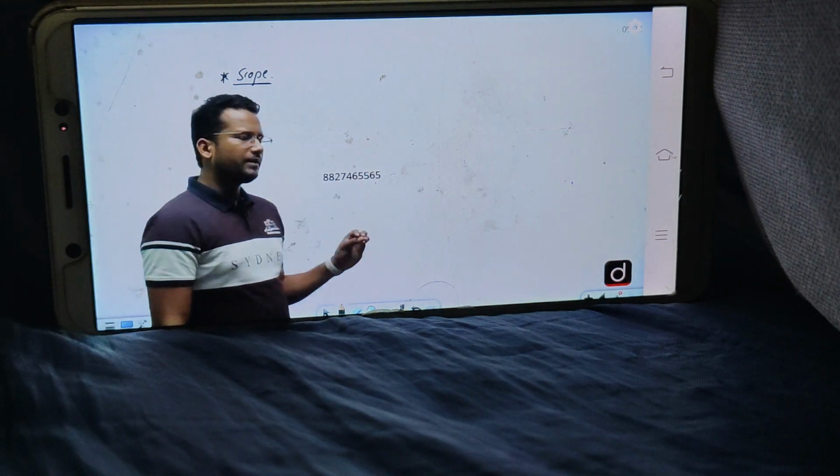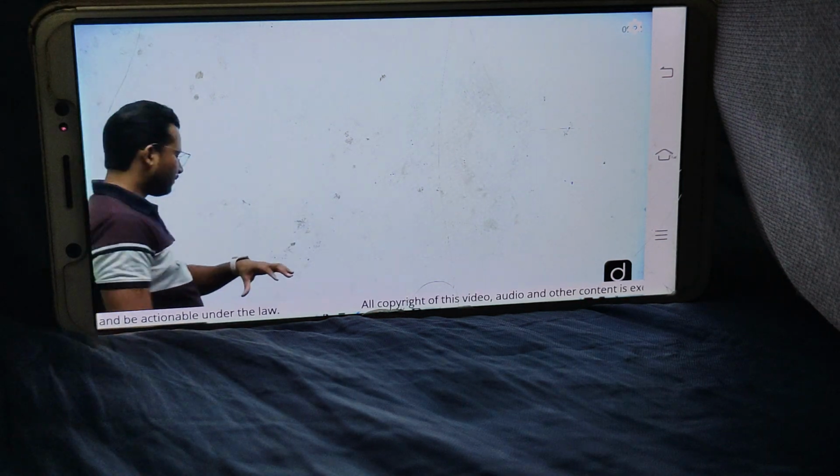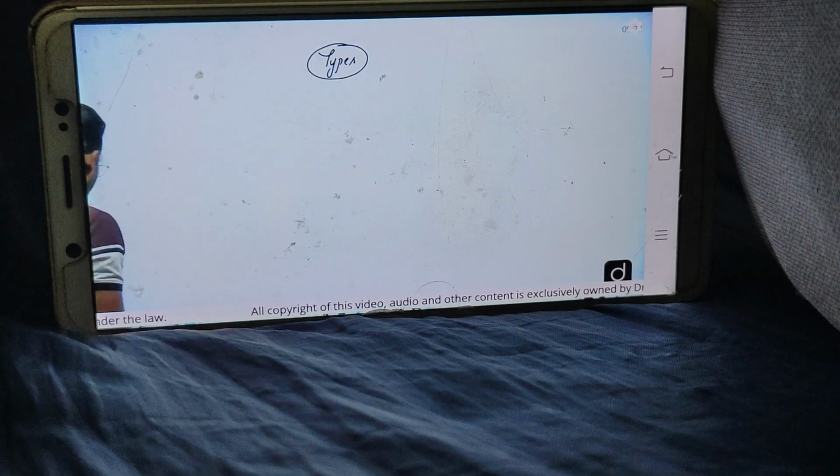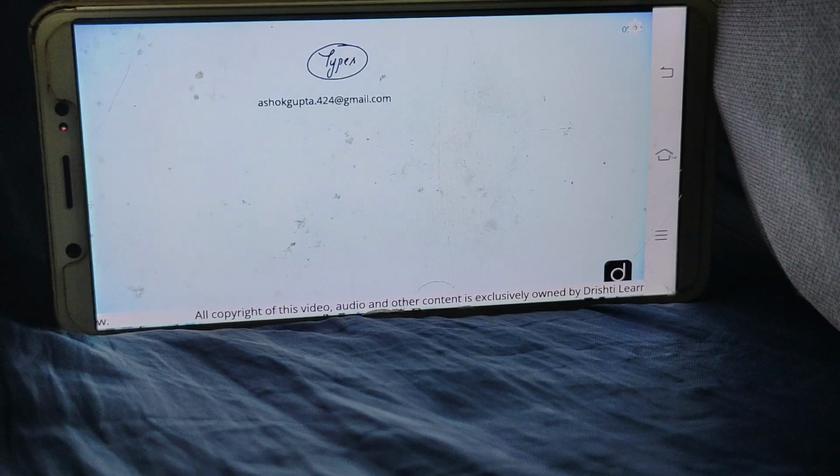Now after discussing the significance or the importance, the next point which we are going to discuss is types of horticulture. So now we are going to talk about different types of horticulture.